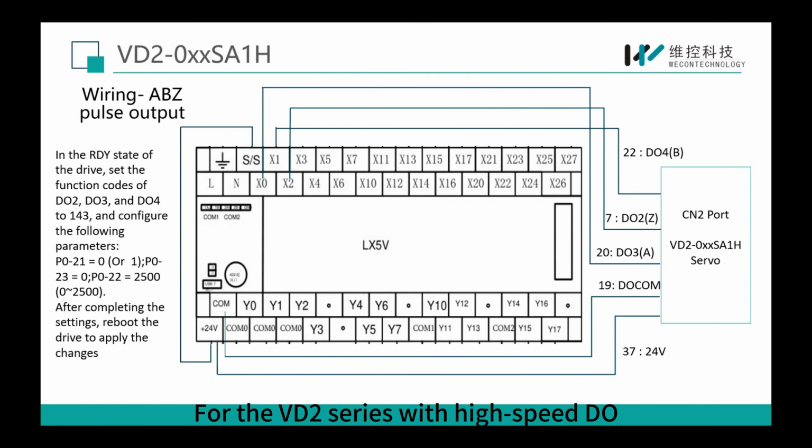For the VD2 series with high-speed digital output to get ABZ pulse signal, please refer to the slides to configure the relevant parameters, including the function of digital output terminals and the number of pulses per revolution. The wiring should be done according to the diagram shown.